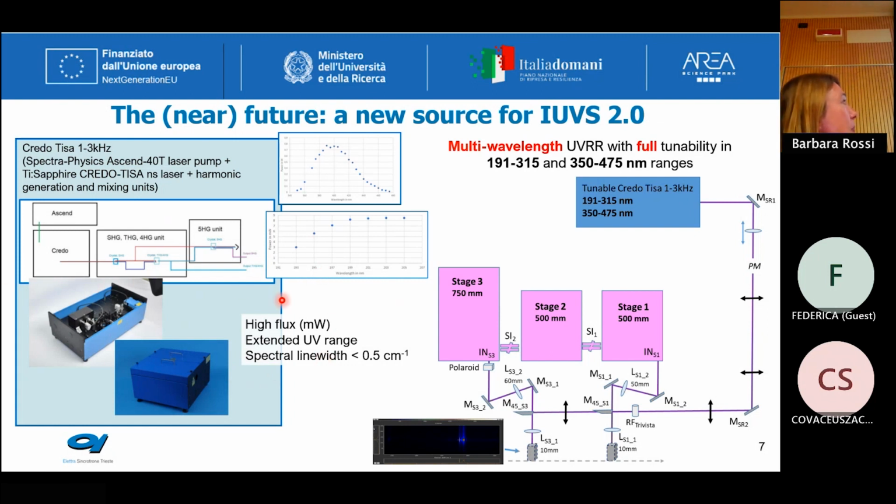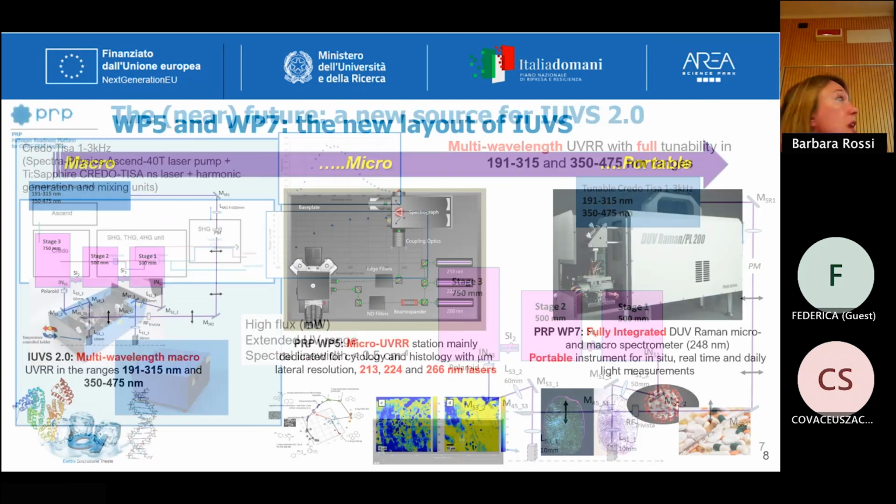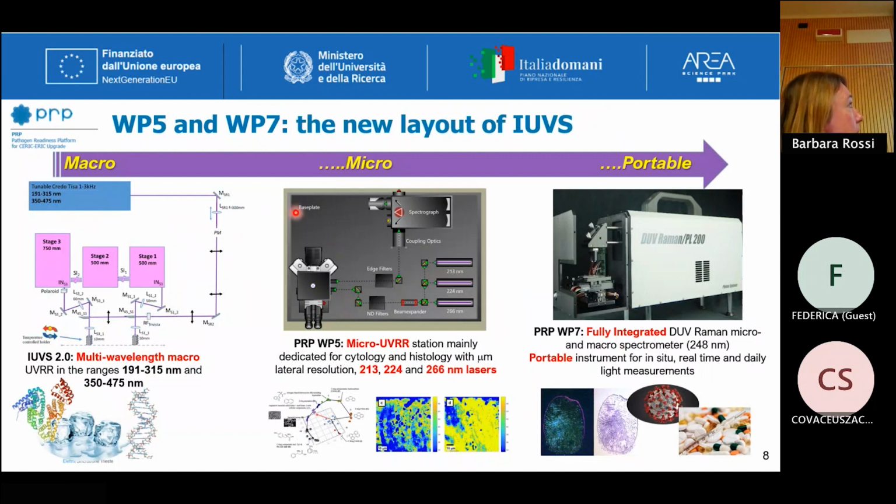At the moment the laser is in the phase of installation, and we plan to have this new setup active at the beginning of next year. Together with this implementation, we have the implementation of the beamline planned in the framework of the PRP project, in particular work packages 5 and 7. And here we can see the layout of the beamline at the end of the project, we hope. Of course, the setup is mainly dedicated to multi-wavelength macro UVRR experiments in this extended UV range.